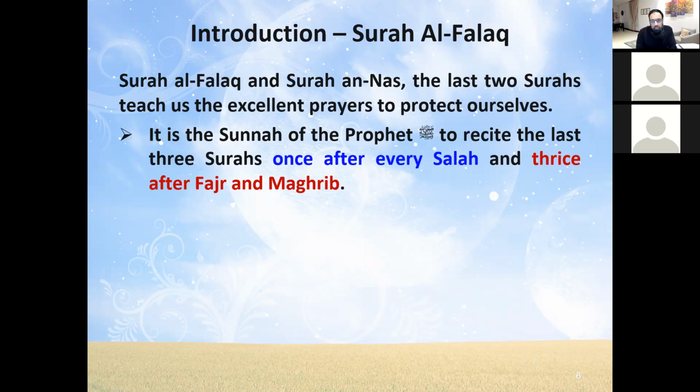Surah Al-Falaq and Surah Nas, the 2 quls, the last 2 surahs of Quran Kareem, are excellent for prayers and to seek Allah subhanahu wa ta'ala's protection for ourselves. It is also the sunnah of Prophet Muhammad sallallahu alaihi wasallam to recite the last 3 surahs. So Qul huwallahu ahad, the one you covered yesterday with Jaleel sir, and Qul a'udhu bi rabbil falaq, the one inshallah we'll go through today, and Qul a'udhu bi rabbin nas, that inshallah next Saturday you will cover with Jaleel sir. So these are the last 3 quls.